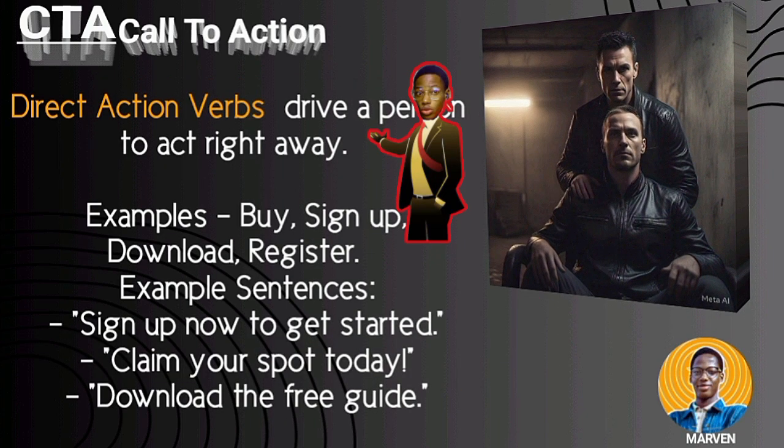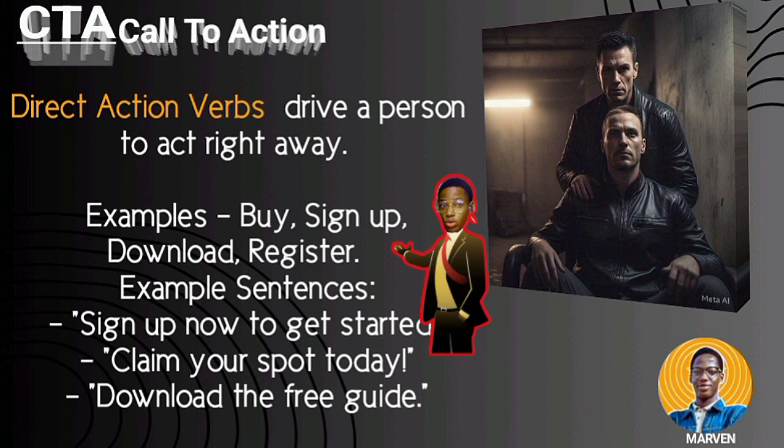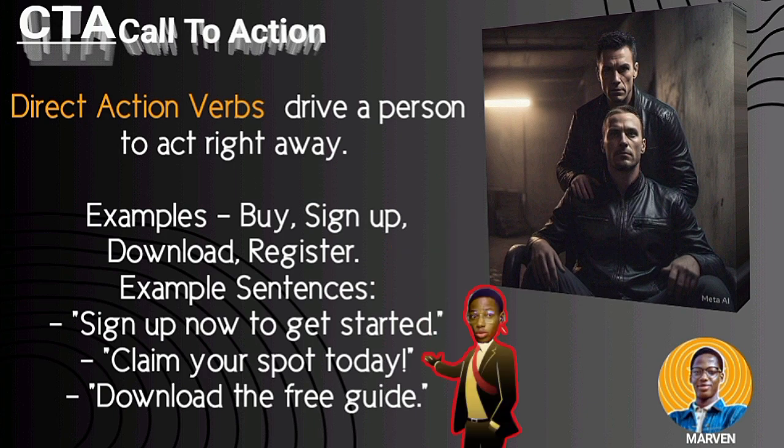So what are some examples of direct action verbs? Direct action verbs basically and typically drive your audience to take action right on the spot. Right? Examples: buy, sign up now, download, register. In the context of a sentence, you can say something like: sign up now to get started, claim your spot today, or download your free guide.